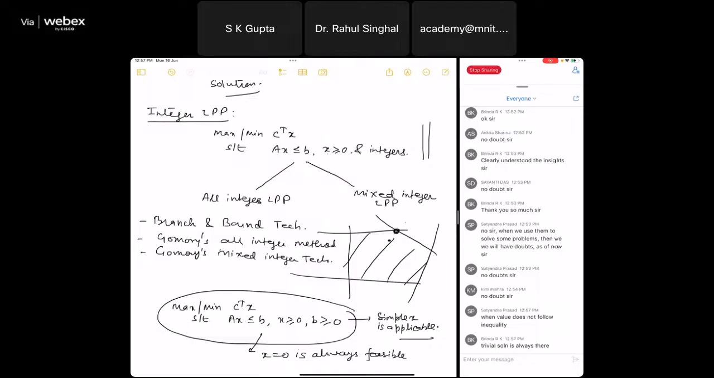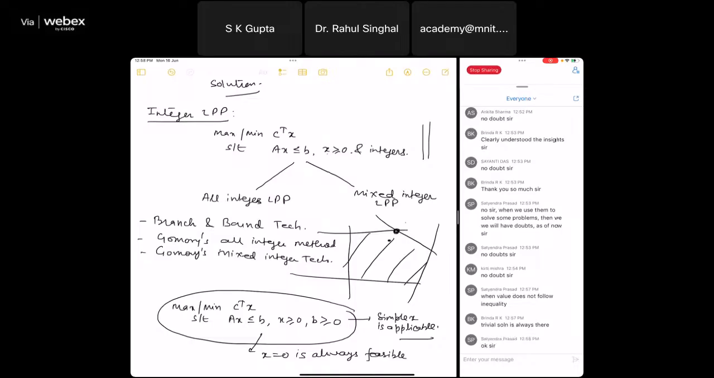So we'll stop here, and next we will meet at 4 p.m. In that session, we will first discuss some non-linear programming concepts, and then we will go for some descent algorithms, gradient algorithms. So thank you very much.